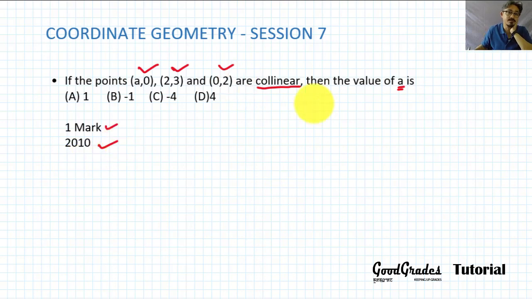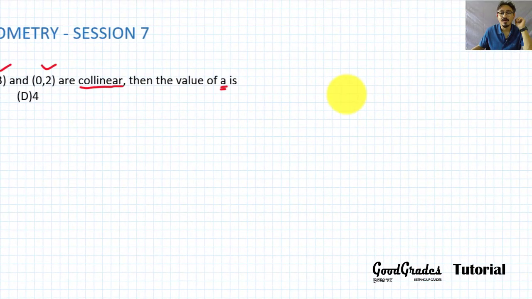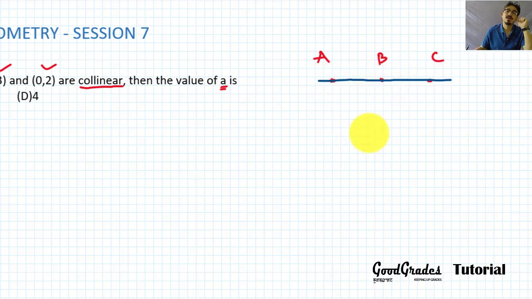Before we continue with the question, let us first try and understand what collinear means. Collinear means that the points lie on the same line. Let us look into this: points A, B, C lying on one straight line are collinear. Otherwise, they are not collinear.